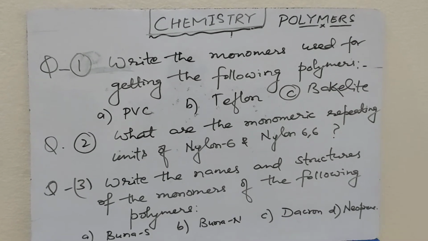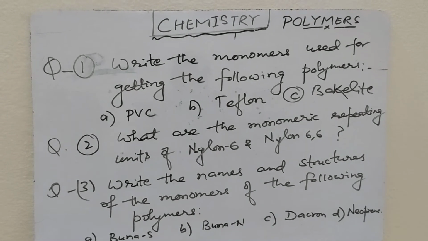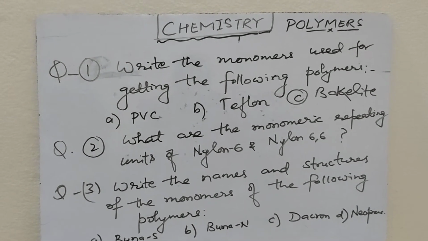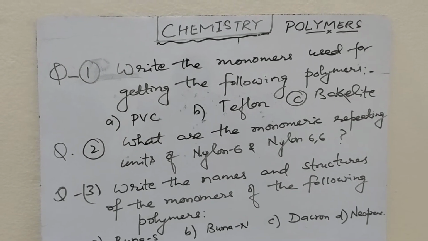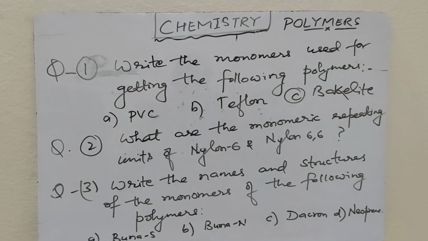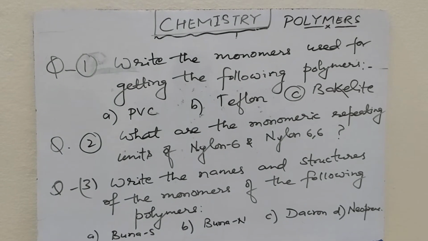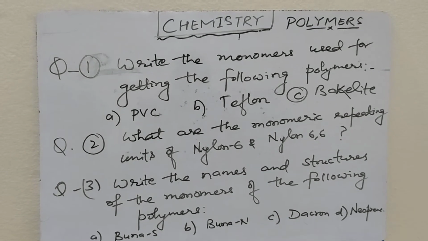Question number 3. Write the names and structures of the monomers of the following polymers. BUNA-S. BUNA-S is 1,3-butadiene plus styrene, so it is a copolymer and it is a synthetic rubber. BUNA-N, 1,3-butadiene plus acrylonitrile, it is also a copolymer and it is also used as a synthetic rubber.